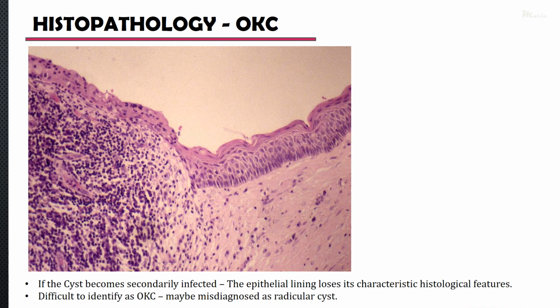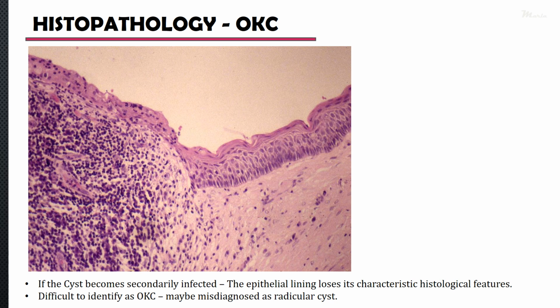If an odontogenic keratocyst becomes secondarily infected, it loses its characteristic identifying features. When there is intense inflammation, the characteristic identifying features are altered. As you can see in this image, these are the classical features of odontogenic keratocysts. However, due to inflammatory changes, the epithelium may lose its keratin layer and not show other features as well. In such cases, an odontogenic keratocyst may be confused with a radicular cyst.